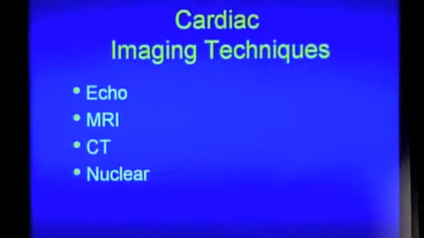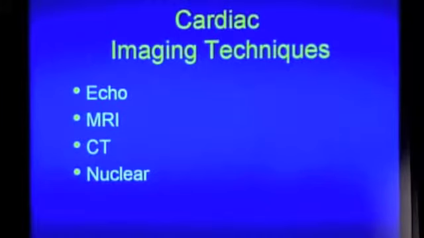Now, when we think about the different imaging modalities, there are really 4 that we use to look at the heart. You've already heard about each of these this morning. Echo, or ultrasound, is the most established imaging modality. I'll talk a little bit more about that, and most of you have already been introduced to it.